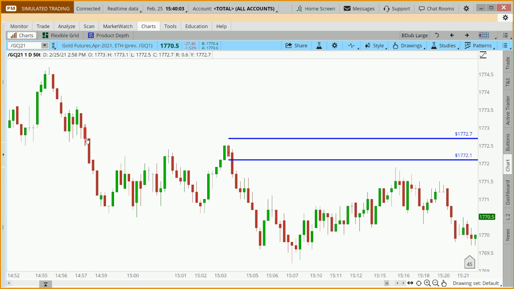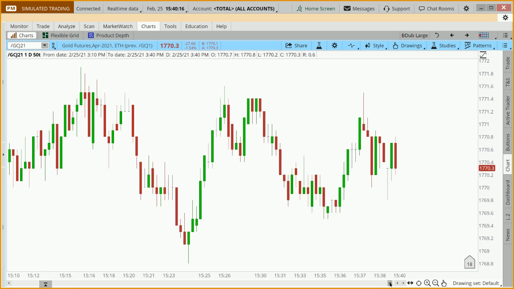Just above, looks like we might have had something there as well, but not really, because we don't have a large candle leaving this area. Okay. So this is the best area that I'm seeing so far for selling and supply.